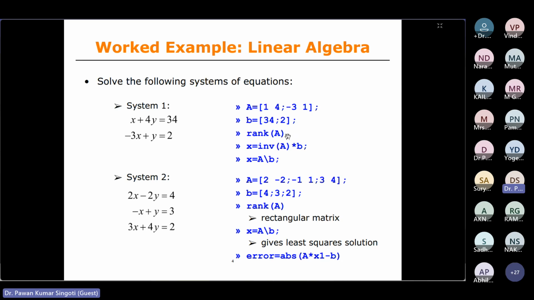We can also find the rank of the matrix, rank A. We can also find the solution this way: x equals inverse of A times B, or A x equals A backslash B. Okay, so this is the second system. This is the square system, this is the rectangular system, so it will work in both systems only.